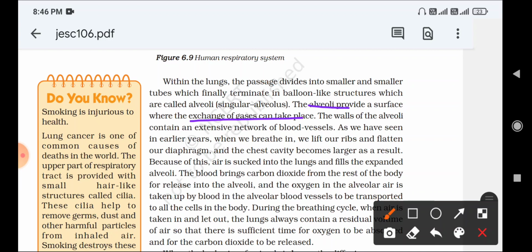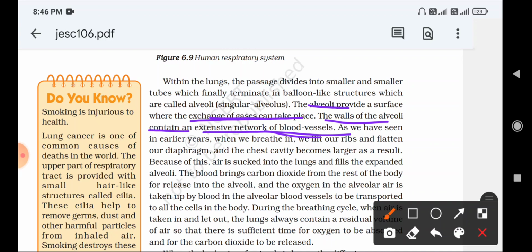This exchanges carbon dioxide from the cells of the body to the outside, and oxygen from the environment to the inside of the cells. So the intake of oxygen and removal of carbon dioxide take place from the surface of the alveoli only. Remember that point. The walls of the alveoli contain an extensive network of blood vessels, meaning they are surrounded by blood vessels.